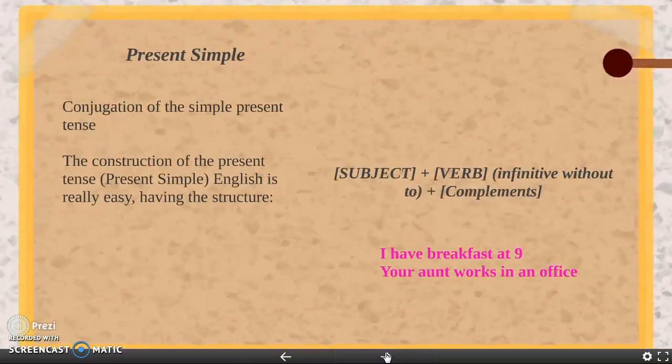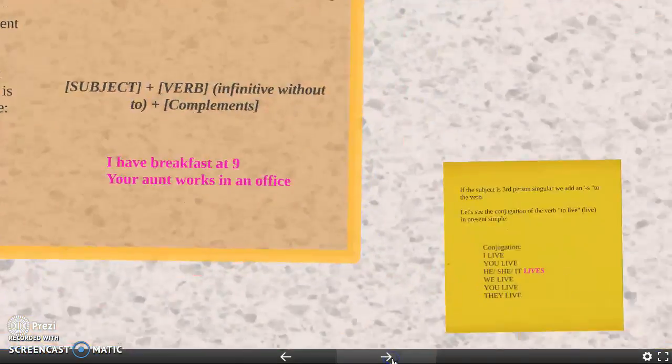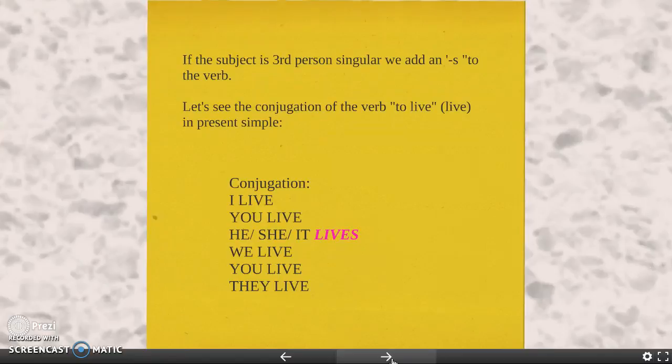The conjugation is very simple. We have a subject like I or your aunt, then the verb in the infinitive without to, have, breakfast, and then the complements at 9 or in an office. But if the subject is third person singular, he, she, or it, we have to add an S to the verb. Let's see the example.